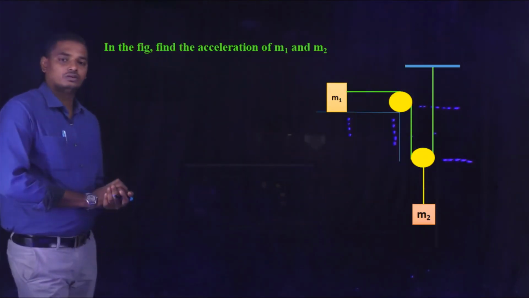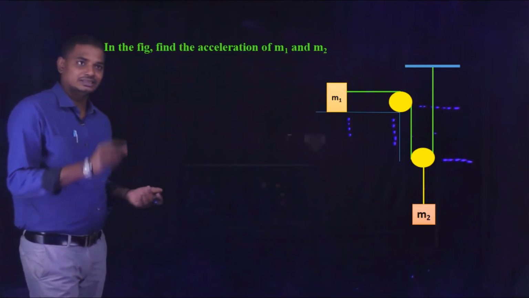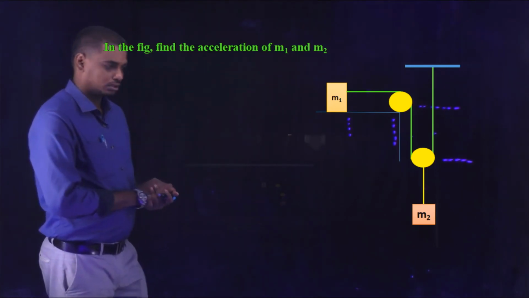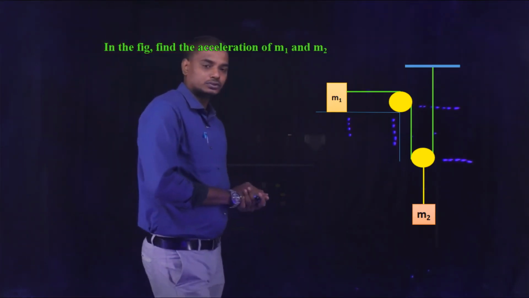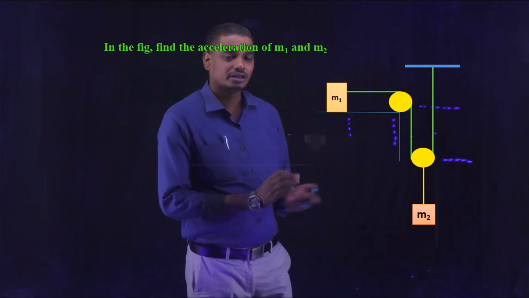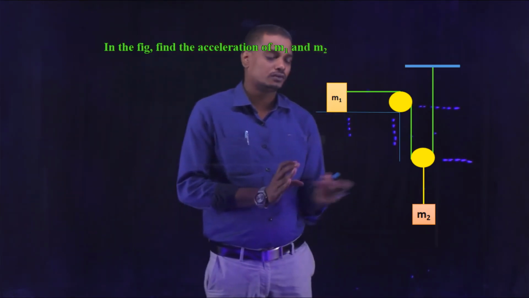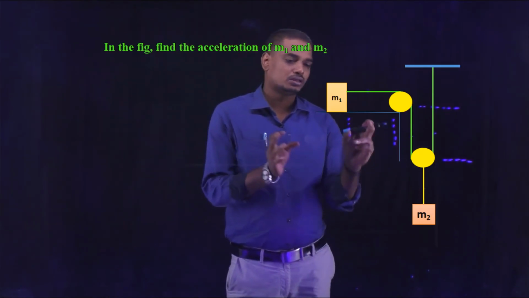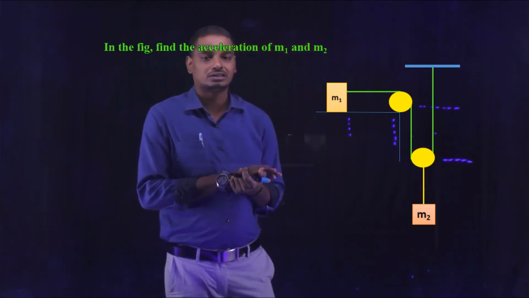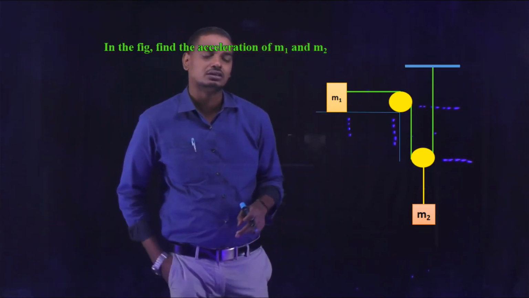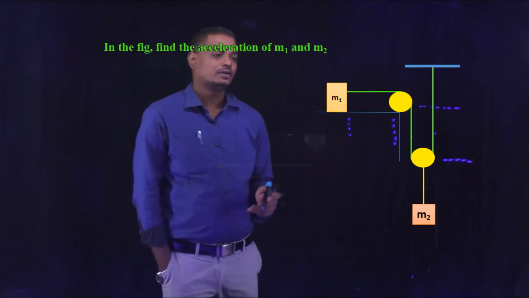Okay students, now let us move on to the next problem. In the figure, find the acceleration of the blocks of mass m1 and m2. The diagram consists of two blocks of mass m1 and m2. One of the blocks is over the pulley, and the other block is on a smooth horizontal surface. Let us consider this surface as a smooth horizontal surface.